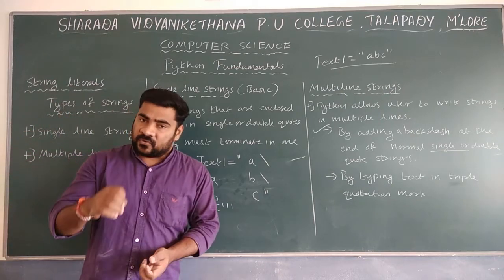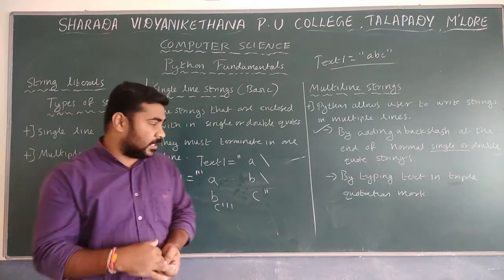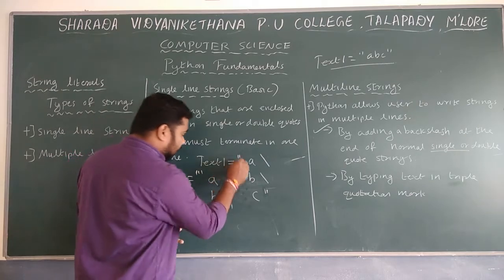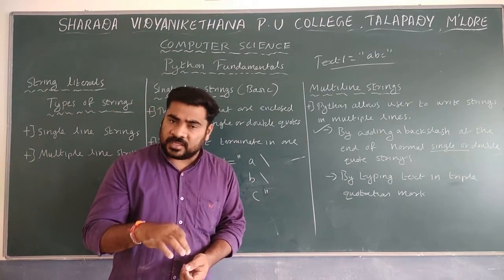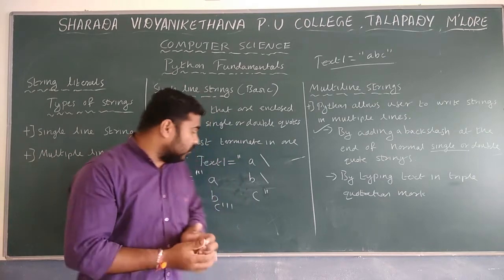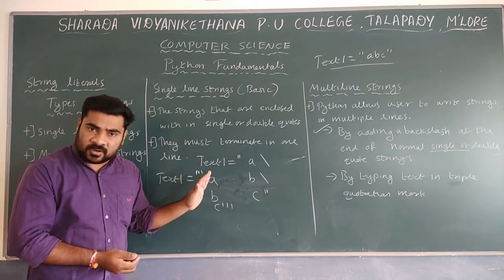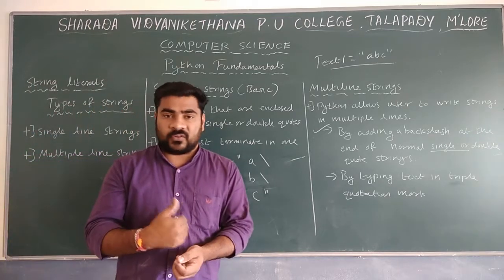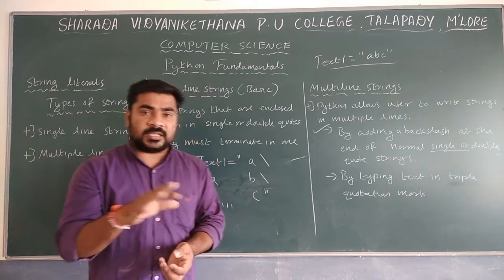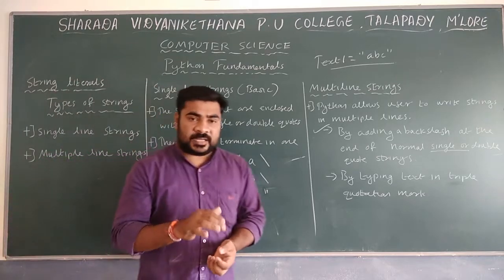So whenever you are going to write a multi-line string, there are two methods available. Either you can use the single quote or double quote. In case of single quote or double quote, we have to use the backslash. Whenever you are going to use a triple quote, then the backslash is not required. You can press enter and write the data in one line after another. So these are the two methods to write the multi-line string.